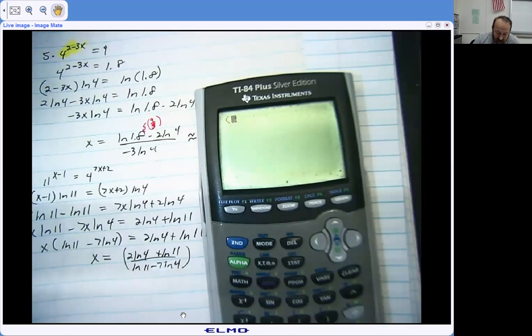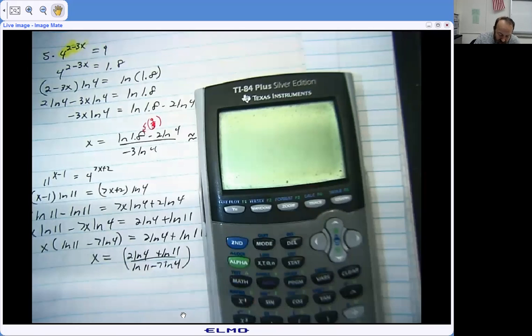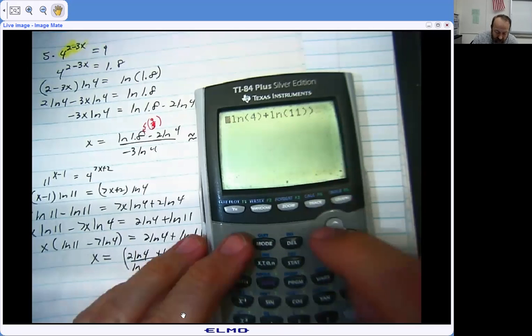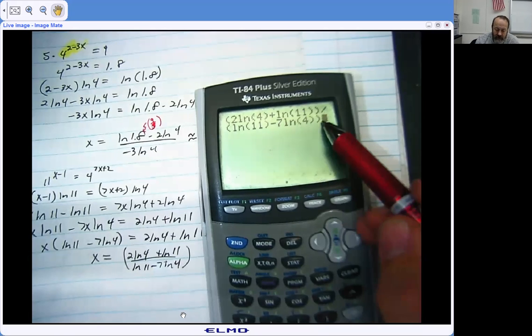I'm going to have 2 natural log of 4. Notice I had to close the parentheses on the 4 on my calculator. Some of yours don't. Minus natural log of 11, and I need to close not only the 11, but the entire, oh, darn it, 2 natural log of 4, accidentally hit a button, plus natural log of 11, close, close. The first close closes the 11, the second close closes the parentheses that I forgot to put back in. Now, I'm going to divide that by parentheses, log of 11 minus 7 log of 4, close, close. First close closes the natural log, and the second one closes the entire denominator.